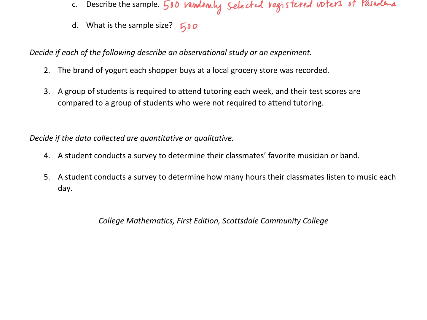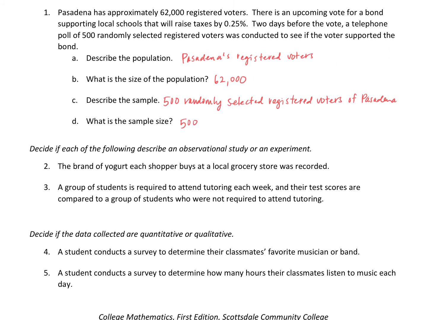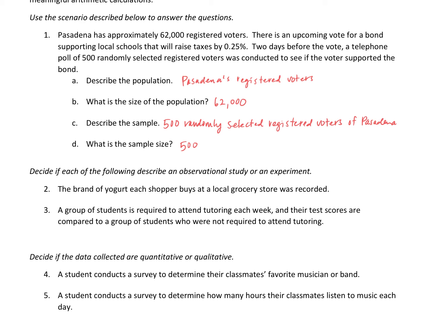Decide if each of the following describe an observational study or an experiment. So you should be able to pick out which is which. And actually, let me go back really quickly. For number 1, if I wanted to find some kind of an average for part D using the sample size, it would be called a statistic because it's based on the sample. And if I was able to get information on all 62,000 voters and I could calculate some kind of an average, that would be a parameter because it would include all of the possible voters.